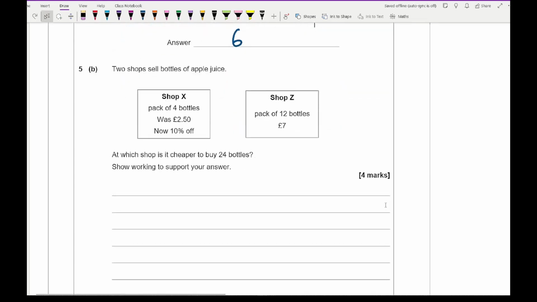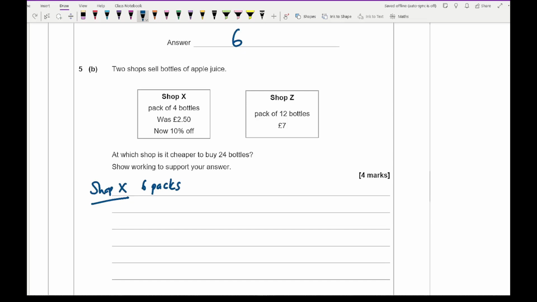For 5b, it says 2 shops sell bottles of apple juice, and we've got shop X, which sells packs of 4 bottles, was £2.50, now 10% off, and shop Z, which sells packs of 12 bottles. It says, at which shop is it cheaper to buy 24 bottles? So if we start with shop X, for this we're going to need to buy 6 packs.